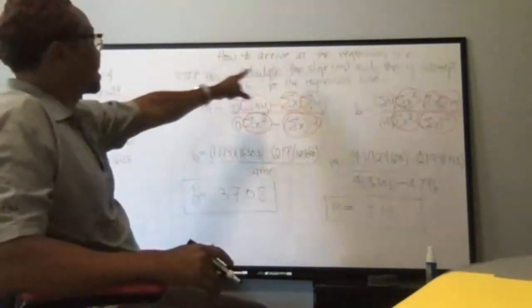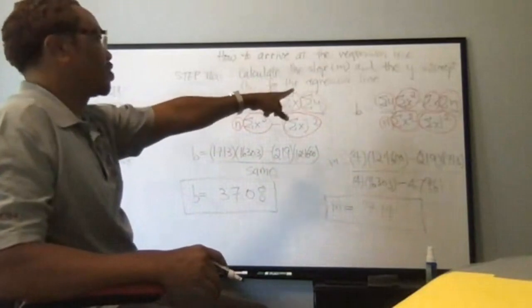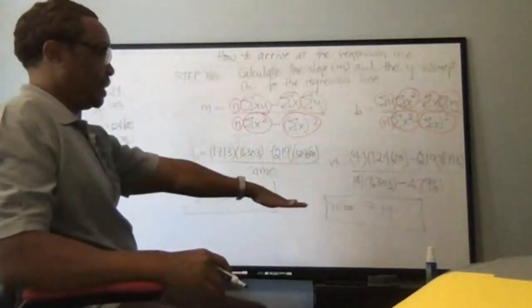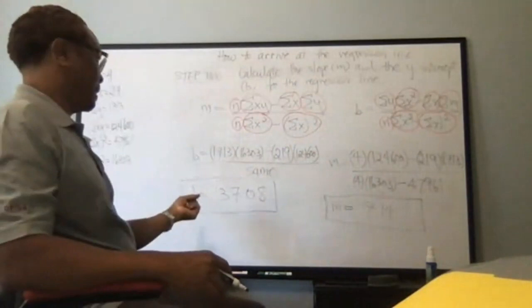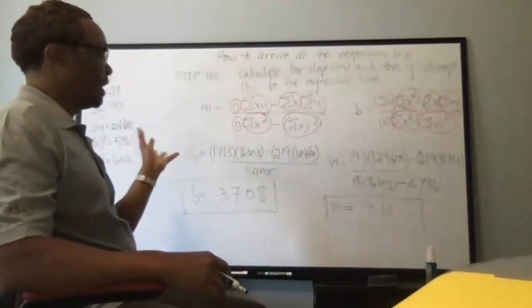So step 2 says calculate the slope and the y-intercept for the regression line. So that's what we just did. We found M and we found B. So that's going to be the end of step 2.